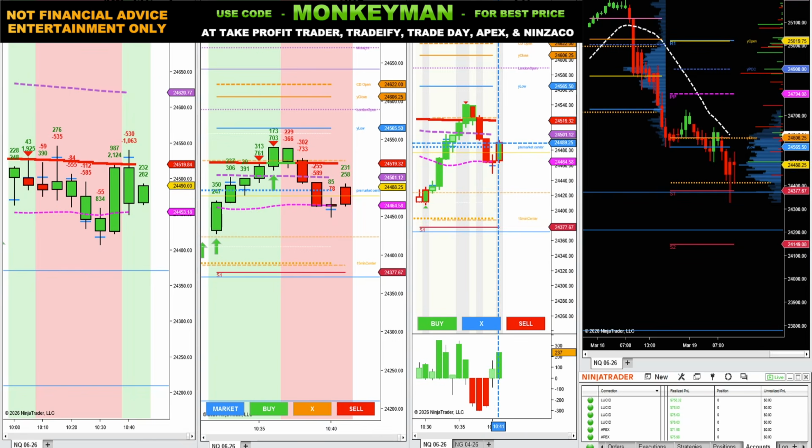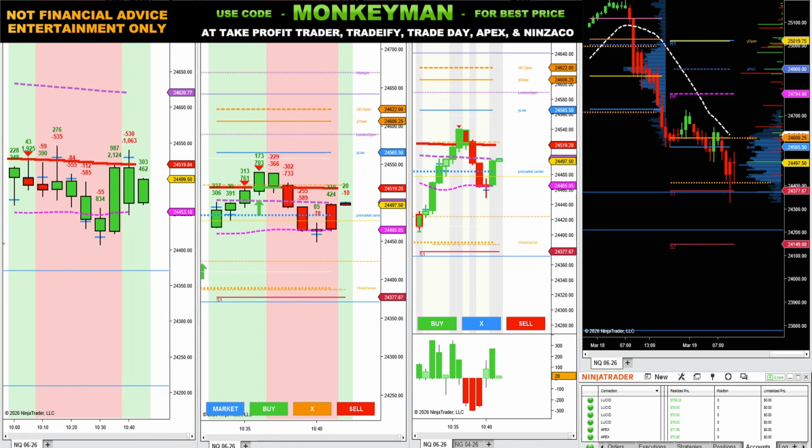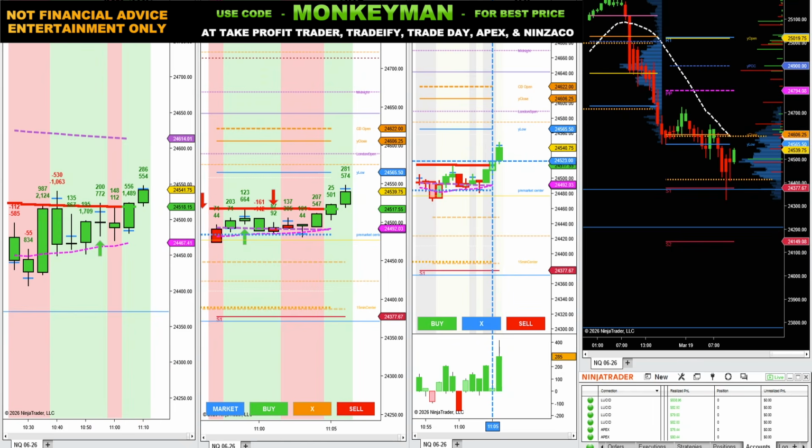Just popped up over 20 points there off of the 20 SMA. 30 points. I'm probably going to be trading for the next hour off and on. I've got some other meetings I've got to be here for, so I'm going to stick around for a little bit. I got into a little long after we broke above VWAP here.